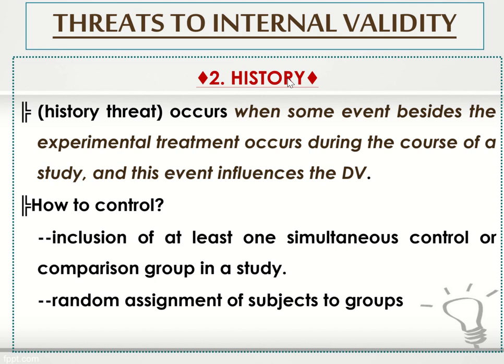Second, we have history. So the threat of history occurs when some event besides the experimental treatment occurs during the course of a study, and this event influences the dependent variable. So ibig sabihin, may pangyayari na naka-influence sa DV natin. Hindi lang yung IV yung nag-cause ng change na yon.